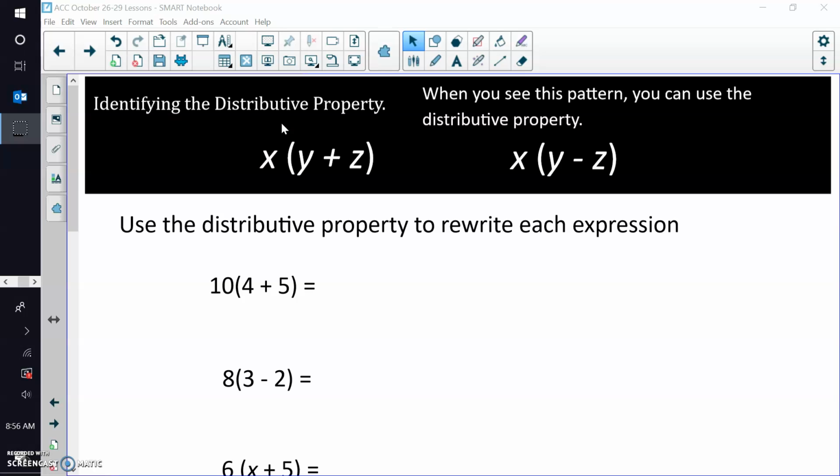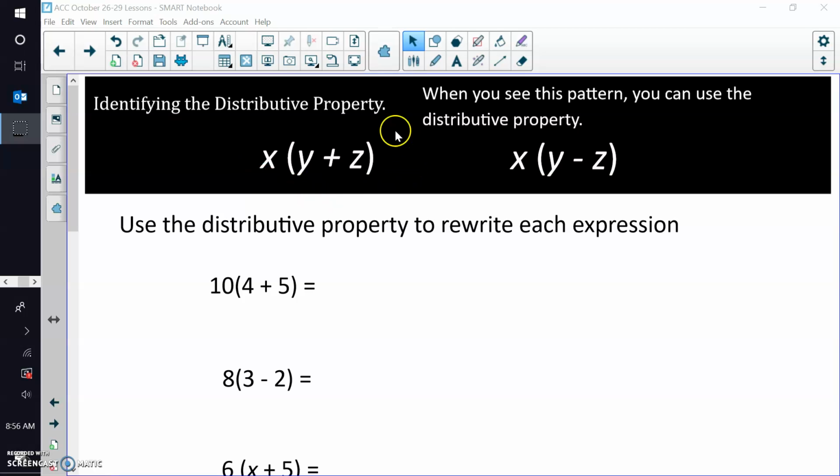Another thing I want to go over real quickly is how do you say this? Like, how do you say this first problem right here? It's not 10 times 4 plus 5, because that would just mean we're multiplying 10 times 4 and then we add 5 to it. That's not exactly what we're doing right here. So what we would say is 10 times the sum of 4 and 5.